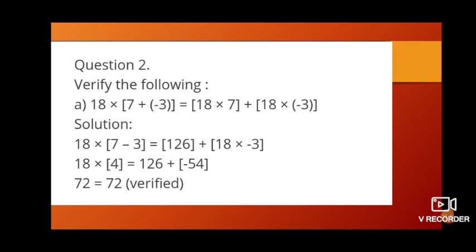Now come for the right hand side. 18 into 7 plus 18 into minus 3. 18 7s are 126 plus 18 into minus 3. One is positive, one is negative. We will get minus 54. 126 minus 54 will get 72, which is verified.